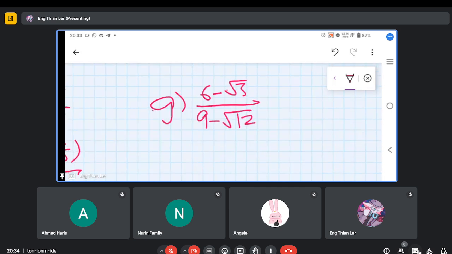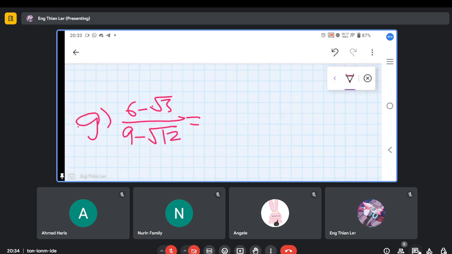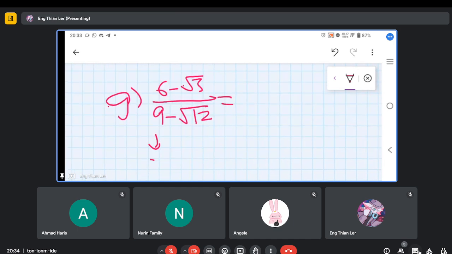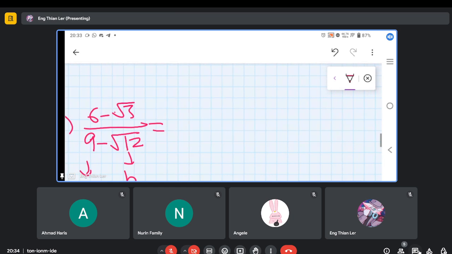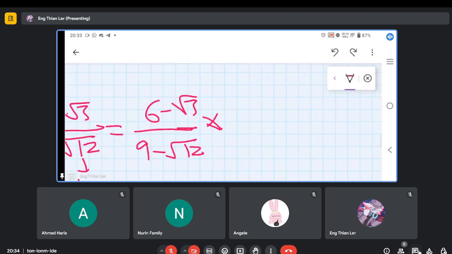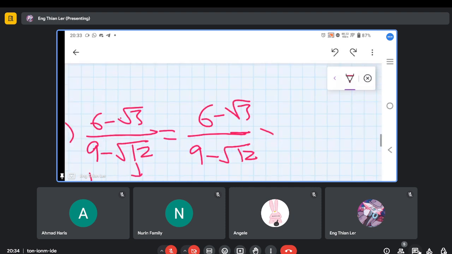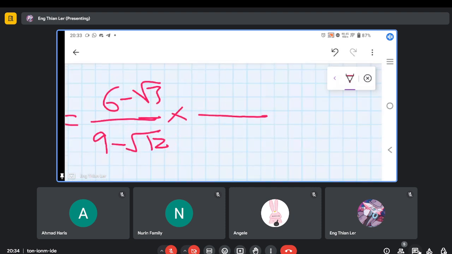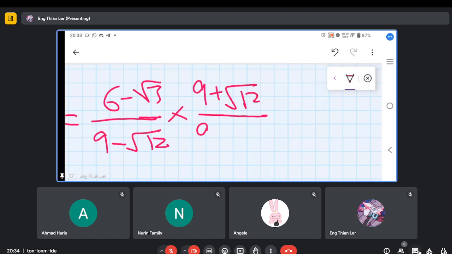Before this, we need to know how to multiply by the conjugate. So this is A, this is B. So we have 6 minus sub 3 over 9 minus sub 12. Because this is negative, we multiply by the positive part. If positive, we multiply negative. If negative, we multiply positive. So that's how you do the rationalization. So multiply top and bottom by 9 plus sub 12.